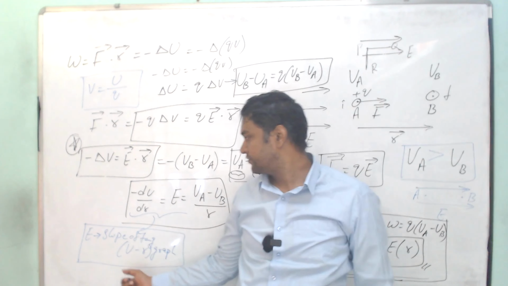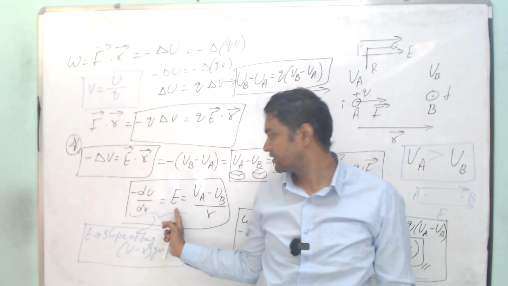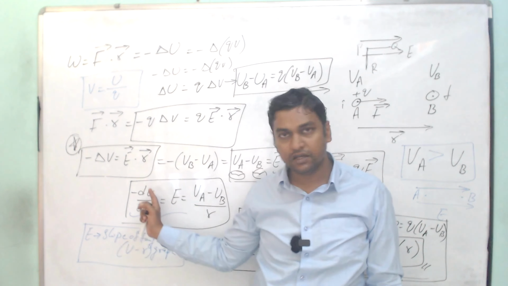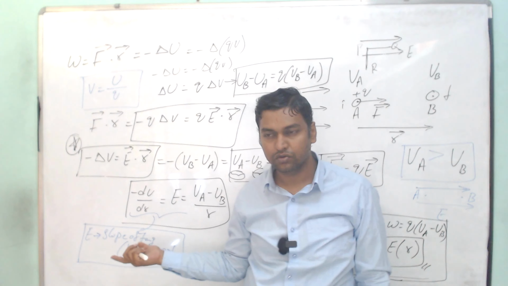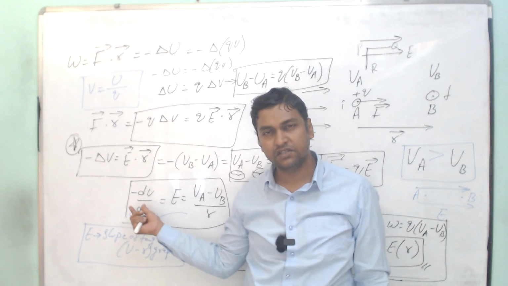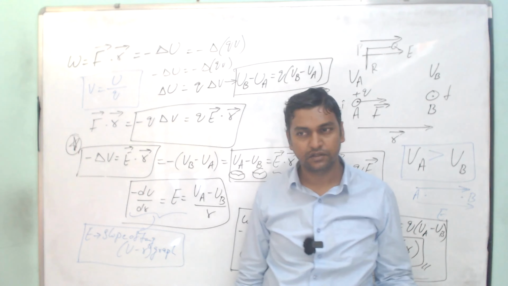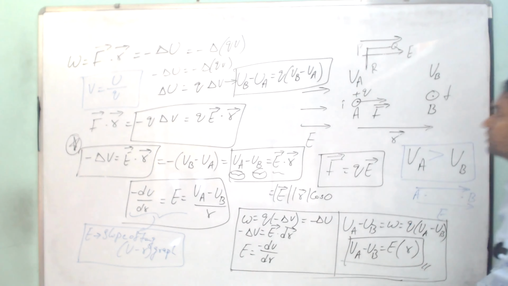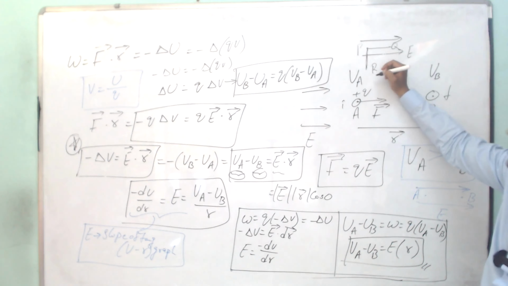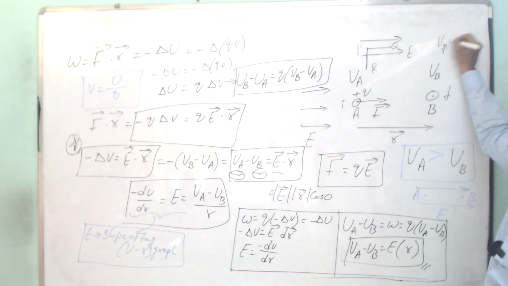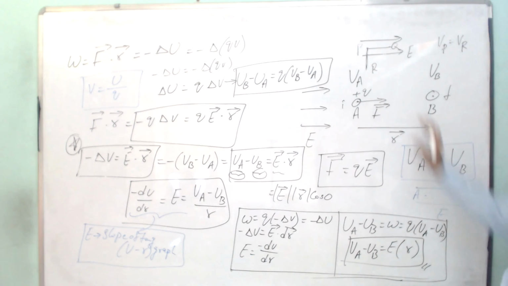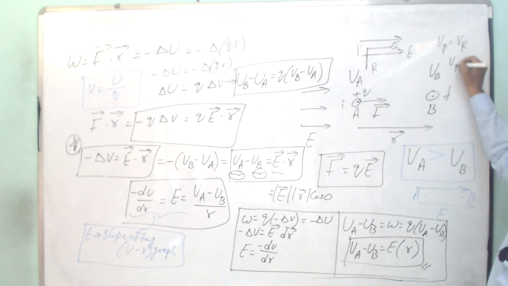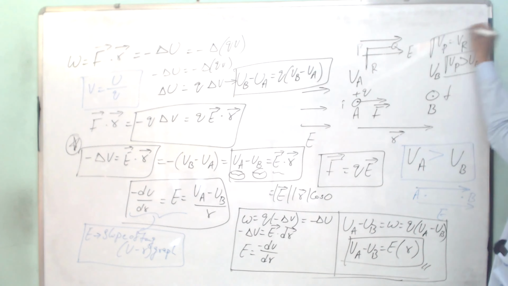If electric field is 0, that means dV by dr is 0, or we can say dV is 0. When we say dV is 0, I can say V is constant. Are you getting my point? Electric field in the vertical direction is 0. Therefore, I can write Vp is equal to Vr. And anyway, from all these examples, I already know Vp is greater than Vq. Is this clear?